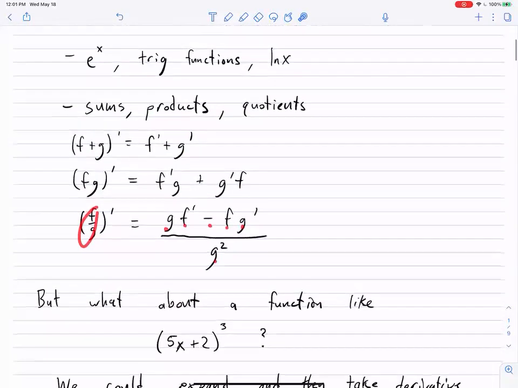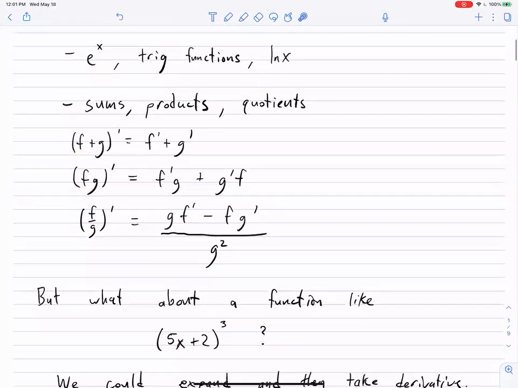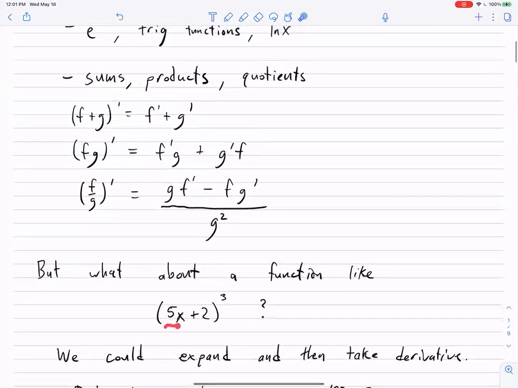But what about a function like this, where we have 5x plus 2 composed with cubing? So you take this function 5x plus 2 and then you cube it. That's not a sum, that's not a product, it's not a quotient, it's what's called a composition. And I guess we could expand it out, right? You could just FOIL it out and then take the derivative like a polynomial.